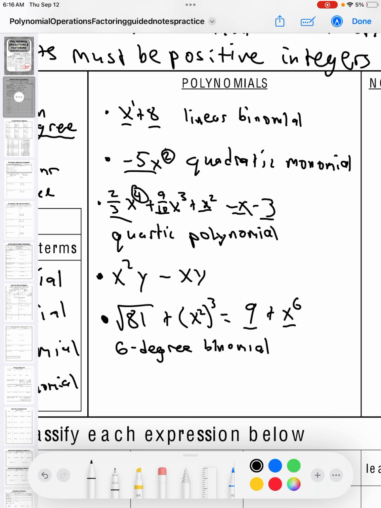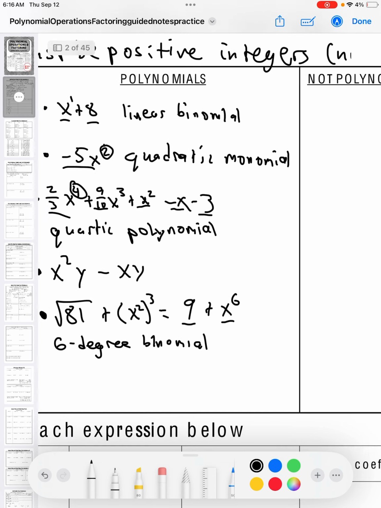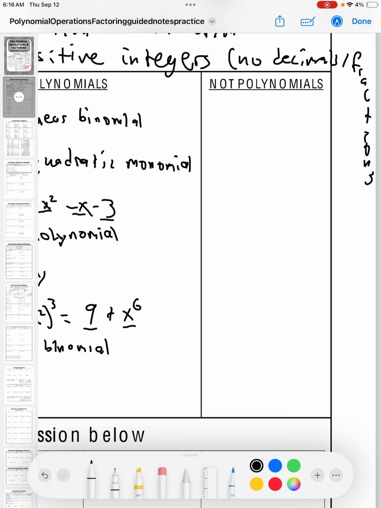Okay, before I move on, I'm going to show you some things that would not be considered polynomials. Those are when you have the square root of a variable that you cannot simplify. So the square root of x, you cannot simplify that any further. That would not be a polynomial. Or if you have x to the power of -2, that would not be a polynomial because you can't have a negative exponent. Up here we can't have a square root of a variable.